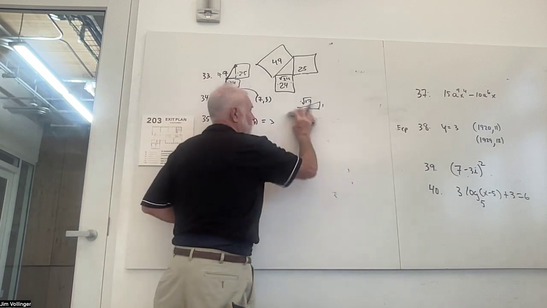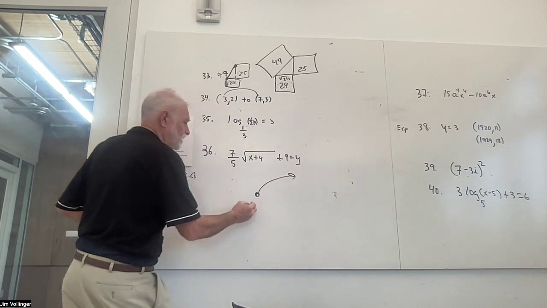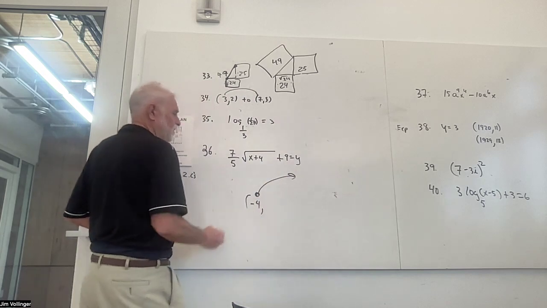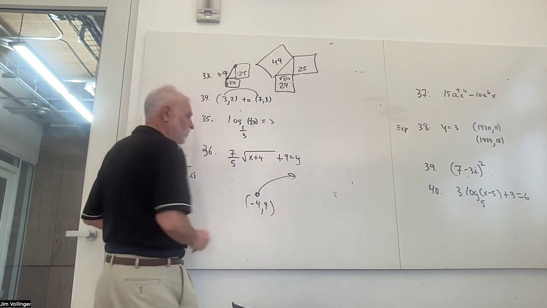I'm looking for a couple of values. Maybe I'm asking to graph. I see a square root function. I see -4 gets me the smallest square root. And that gets me 9 units because there's a 9 over there.